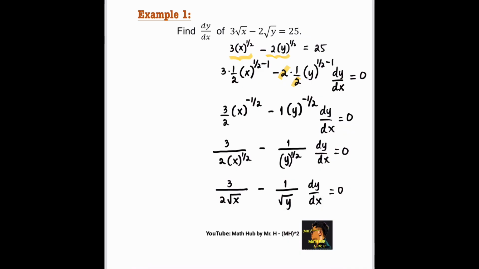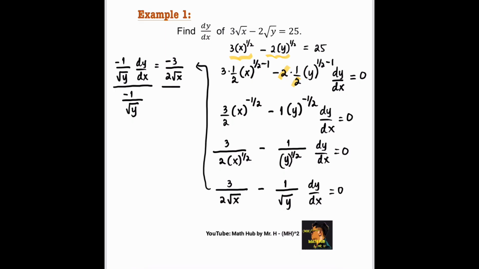So let's continue the working here. Next, we'll separate this term. On the left hand side, we'll have -1 over square root of y dy over dx equals, so we move this term over to the right hand side, which will make it -3 over 2 square root of x. And what we need to do here is divide both sides by -1 over square root of y. So this one will be canceled out, or it's going to become 1. And we'll have dy over dx on the left-hand side.